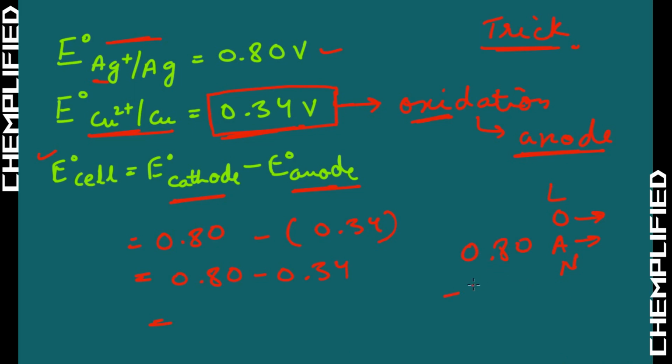0.80 minus (minus 0.34) is 1.14 volt. This will be your answer. I hope you understood. Let's take another example.